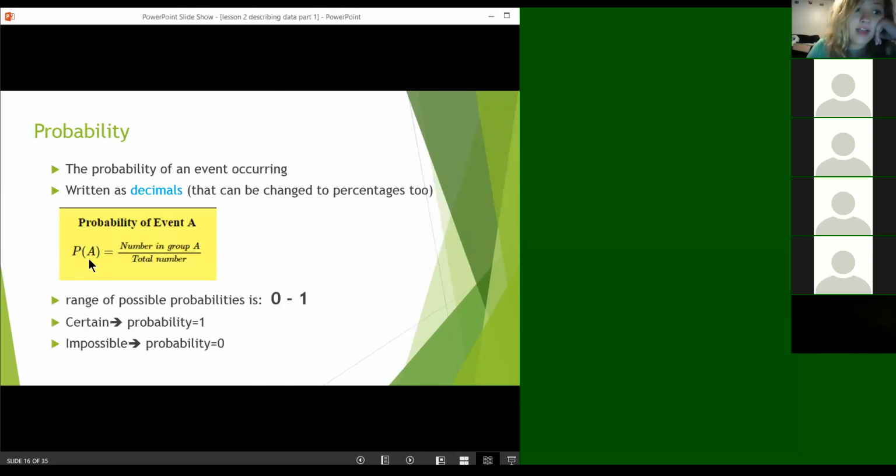Okay, probability, everyone's favorite. I know this can be tricky, so like I said, stop me at any time if we're going too fast or too slow. If I'm going too slow, let me know. I can definitely speed it up.